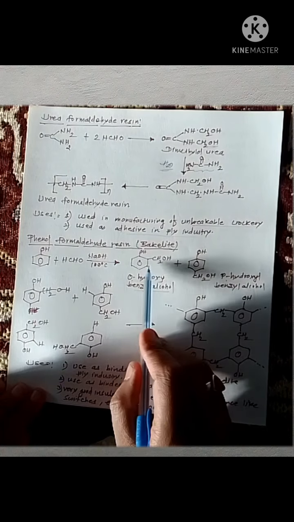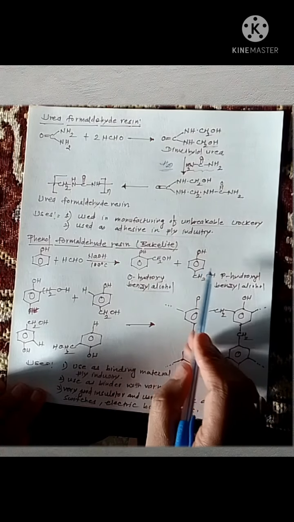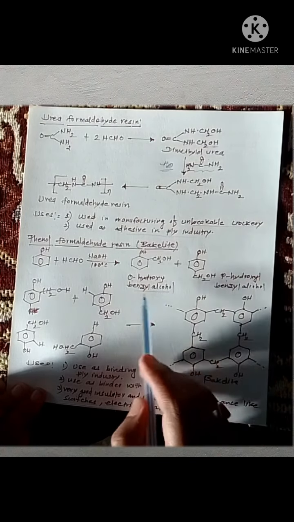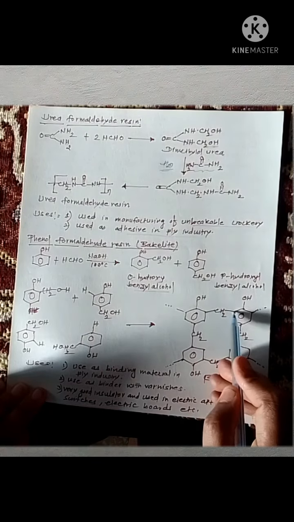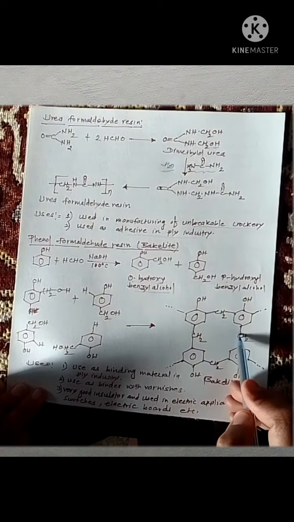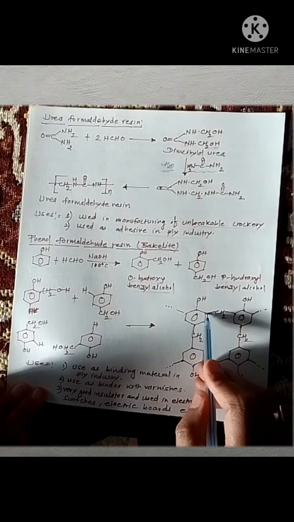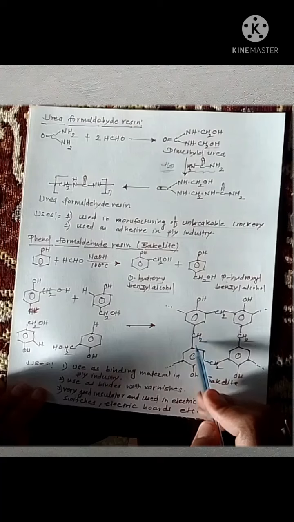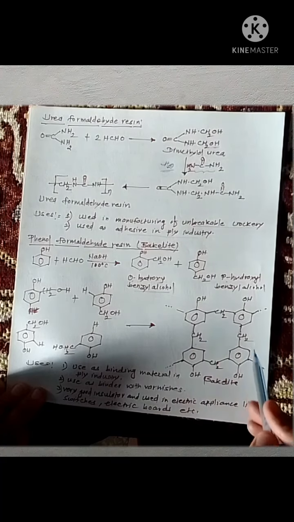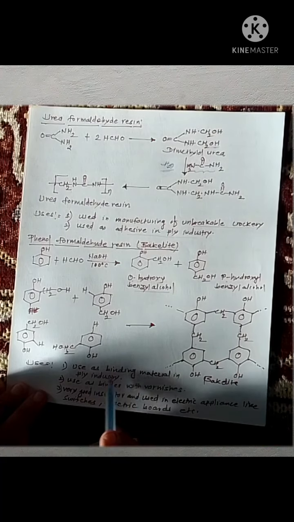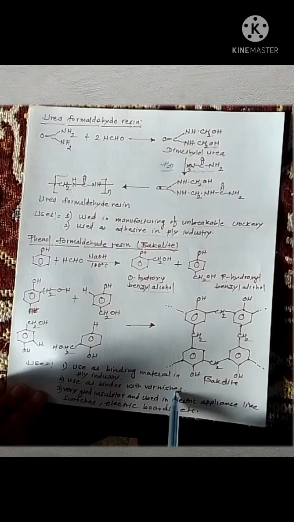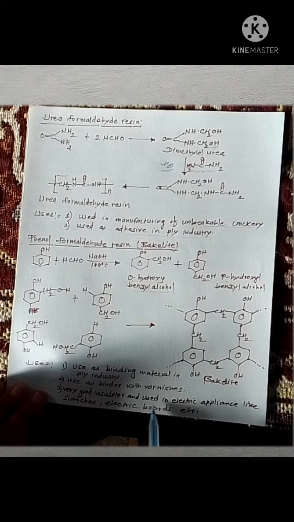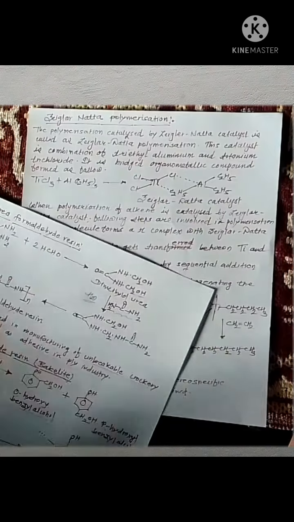In the next step, both this ortho hydroxybenzyl alcohol and para hydroxybenzyl alcohol molecules are attached to each other through CH2 linkages. Just see here, these CH2 linkages are present at ortho and para positions, and this is the structure of bakelite. Bakelite is used as a binding material in the ply industry. It is used as a binder with varnishes. It is a very good insulator and used in electric appliances like switches, electric boards, etc.